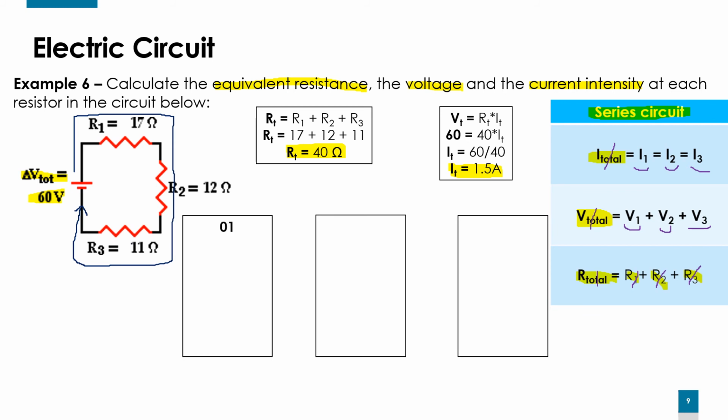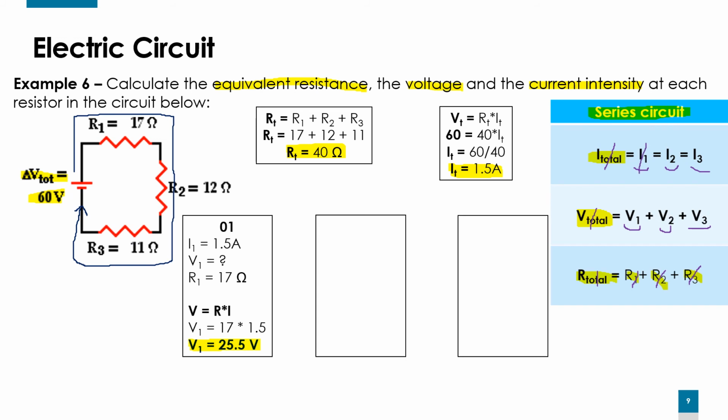So for the resistor 1, I have my current 1, that is 1.5 amperes, because it's the same from the total. The voltage 1, I don't know, because it splits, right? The 6 is split between the 3. My resistance 1 is 70 ohms, is given. Applying Ohm's law, I get voltage 1 equals 17 times 1.5, so I get 25.5 volts. So my voltage 1 is 25.5 volts. So I calculate already.